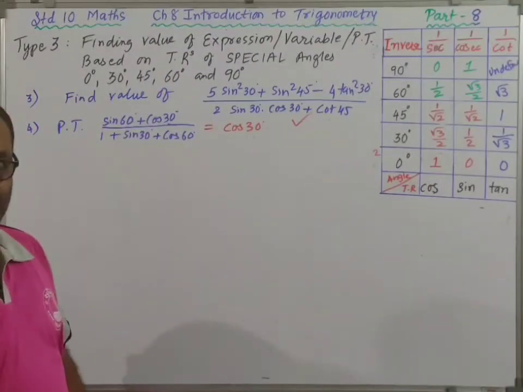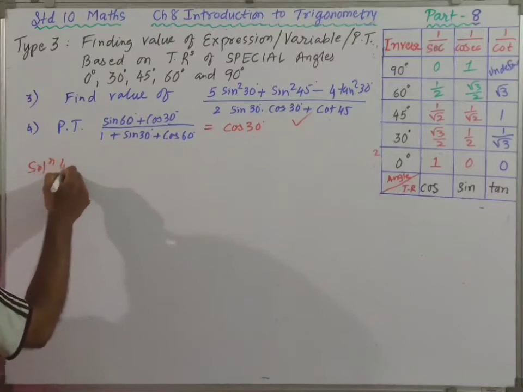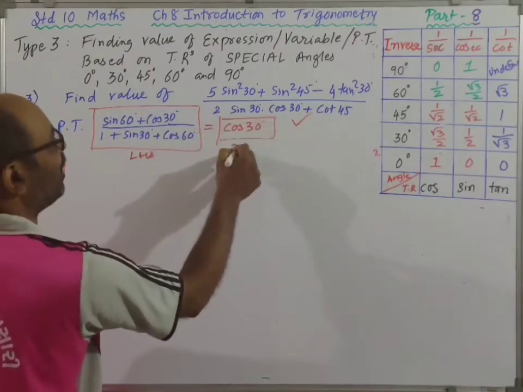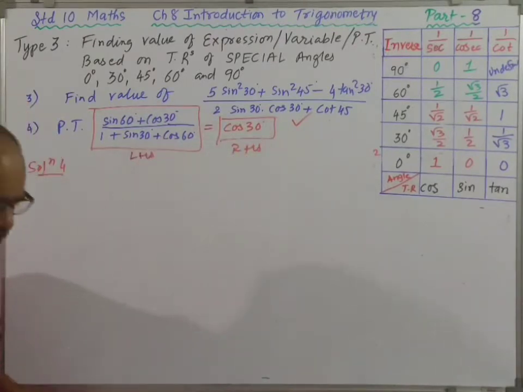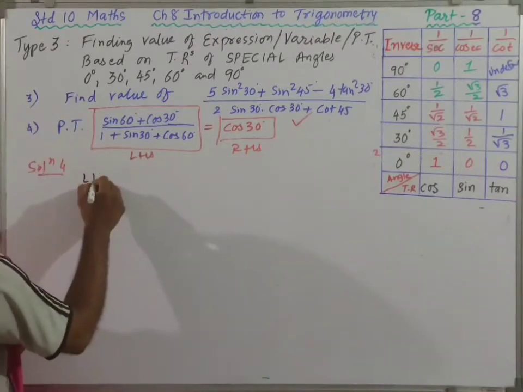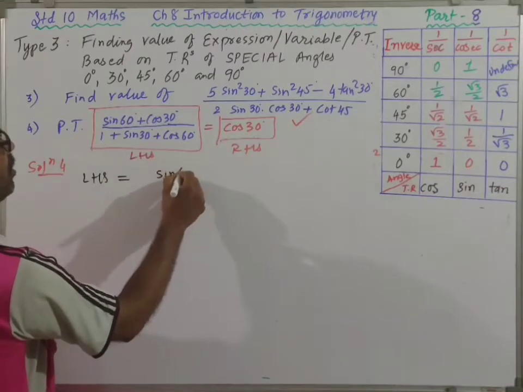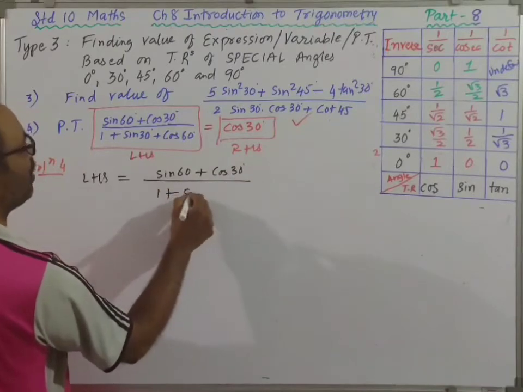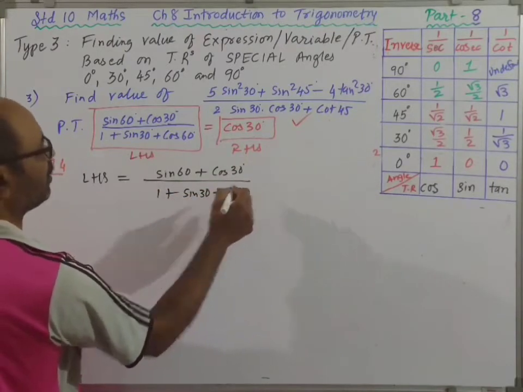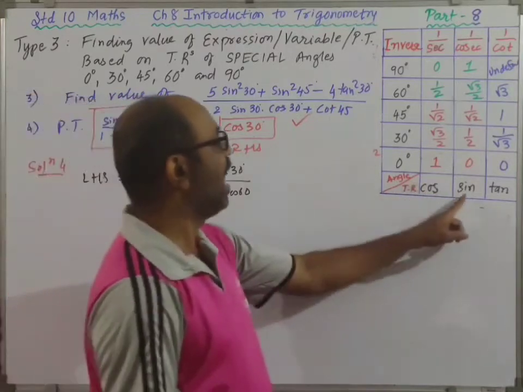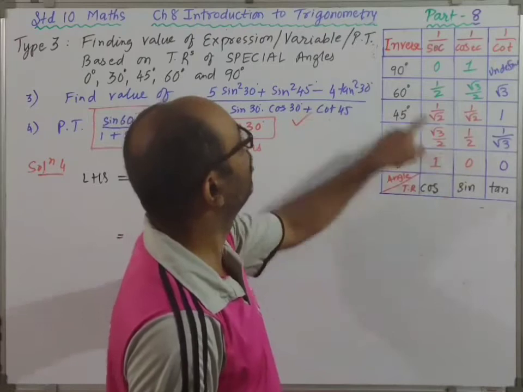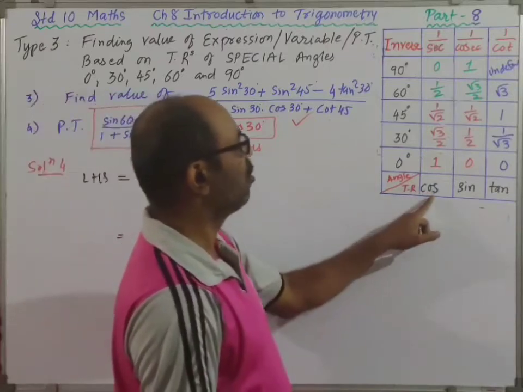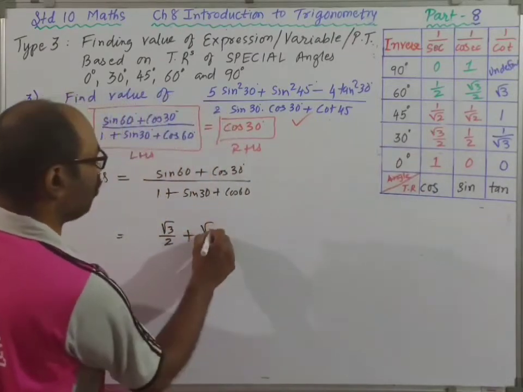So let's see the fourth one. Prove that this is the left hand side, LHS, and this is the right hand side, RHS. First I'll pick up the left hand side. Left hand side is equal to, it's a rational expression, sin 60 plus cos 60 is the numerator, and 1 plus sin 30 plus cos 60 is the denominator. Let's put the values. Sin 60 is root 3 by 2. Root 3 by 2 plus cos 30, that is also root 3 by 2.